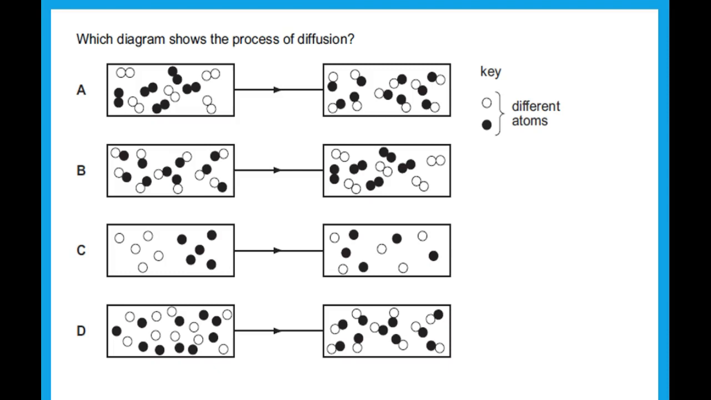Which diagram shows the process of diffusion? Again, you should realize that the process of diffusion means I'm starting with certain particles. I should end up with the same particles, but randomly distributed. So A is some sort of chemical reaction in which the particles I end up with are different from the particles that I started with. So that's not diffusion. B is the same idea. D is the same idea, and the only one that could be diffusion is C, because I'm starting with certain particles and I'm just randomly distributing them around, so that is diffusion.